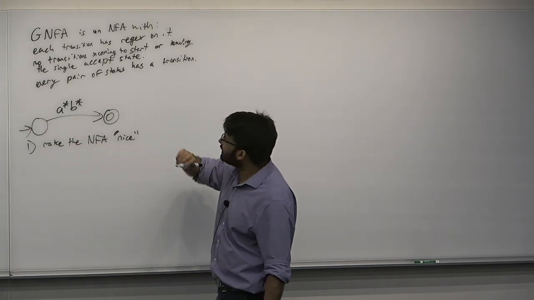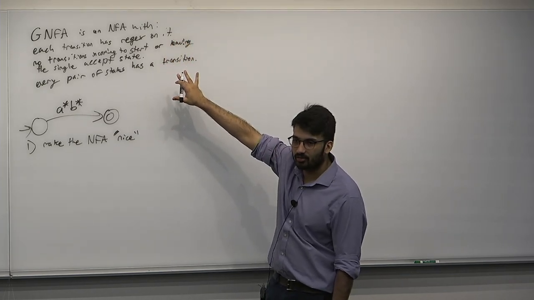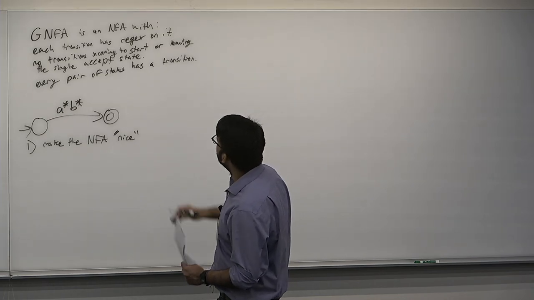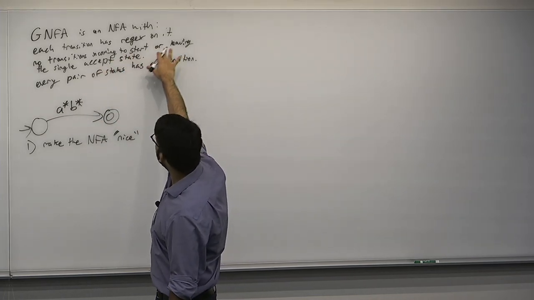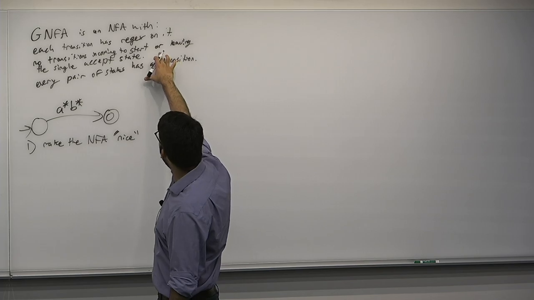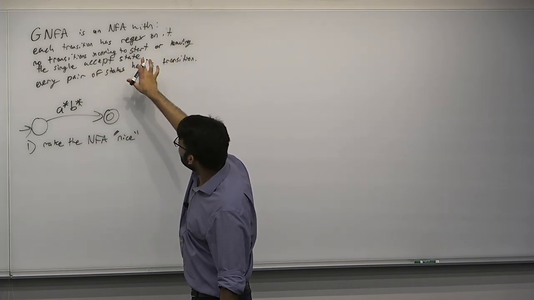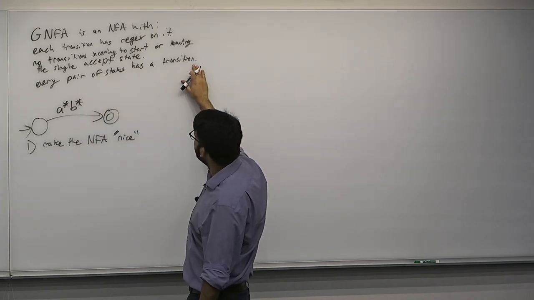And the way you make it nice is you just make it satisfy these properties, if you can. Yes? What's that word next to four? Oh, that's totally unreadable. Each transition has a regex on it. No transition incoming to start or leaving the single accept state. The single accept state. Every pair of states has a transition.